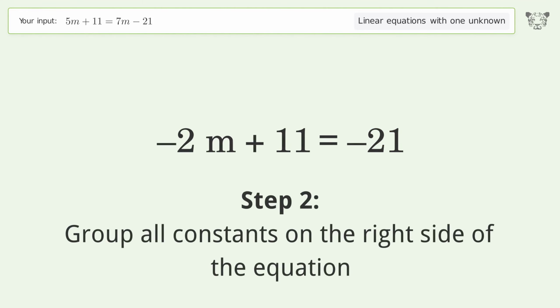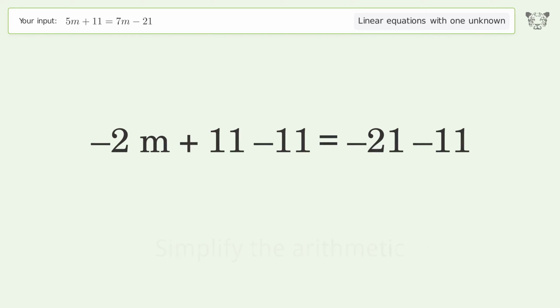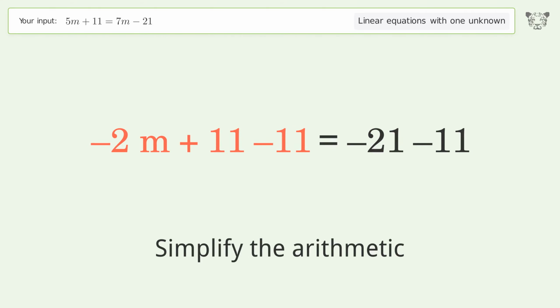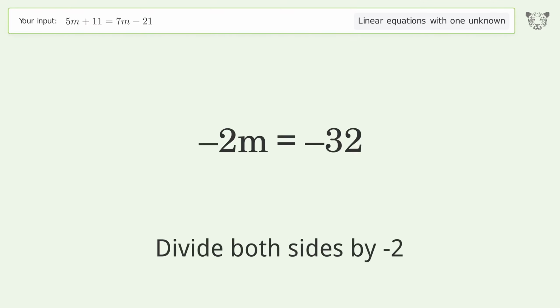Group all constants on the right side of the equation. Subtract 11 from both sides. Simplify the arithmetic. Isolate the m. Divide both sides by -2.